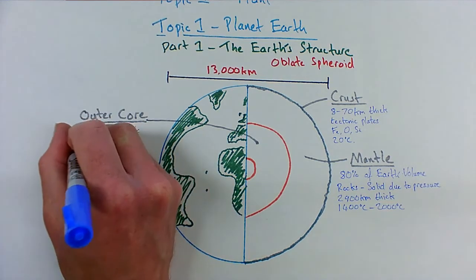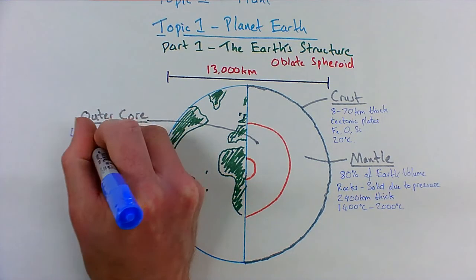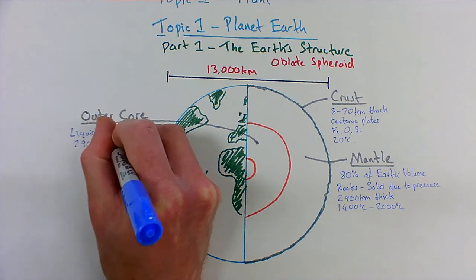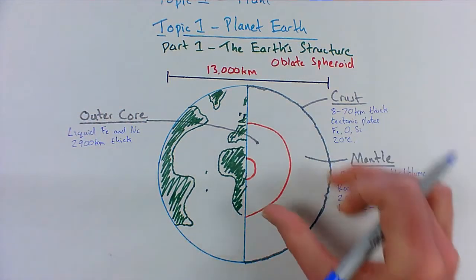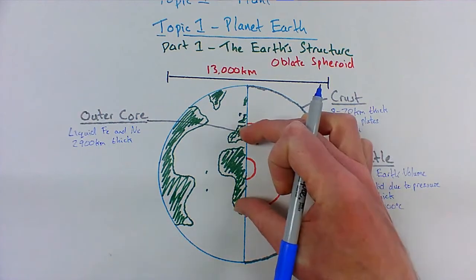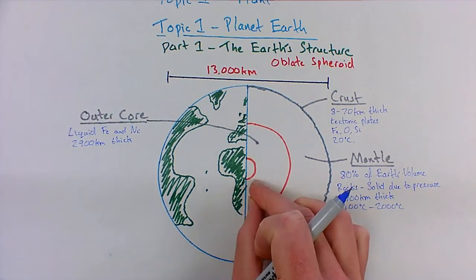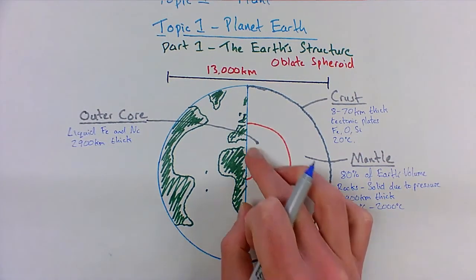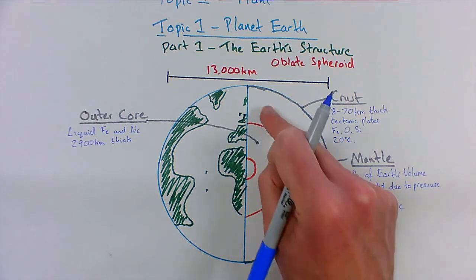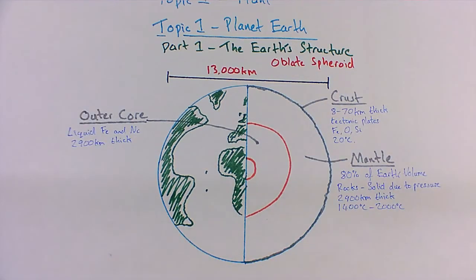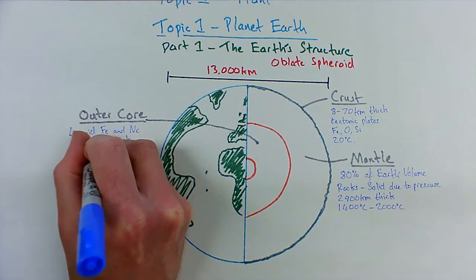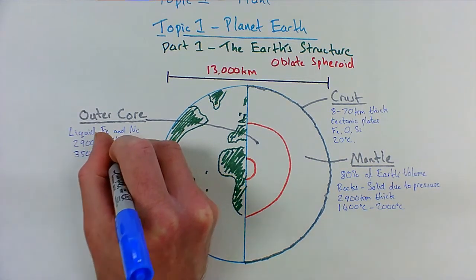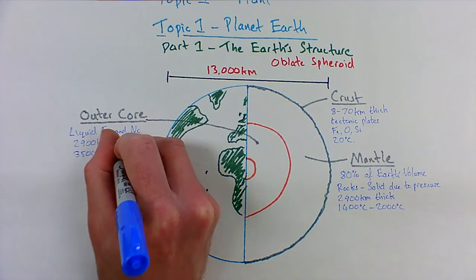It's about 2,900 kilometers thick, like the mantle, so a similar thickness to the mantle, but because it's a much smaller sphere, much further inside the sphere, it represents far less of the volume than the mantle does. Its temperature is about 3,500 degrees to about 4,000 degrees.